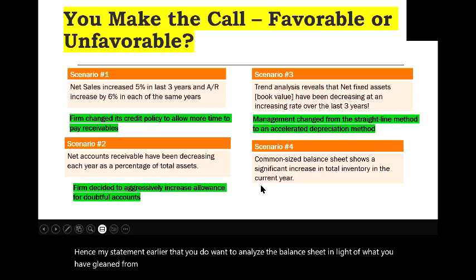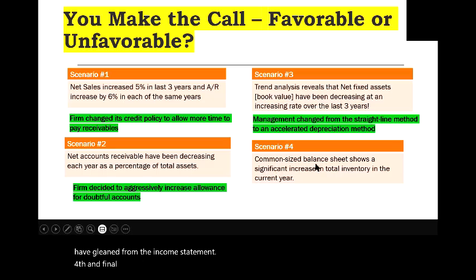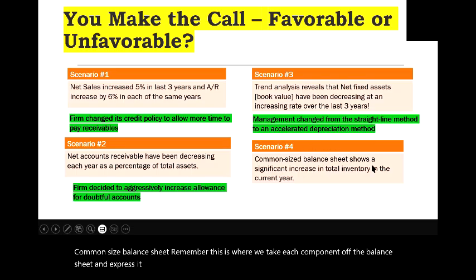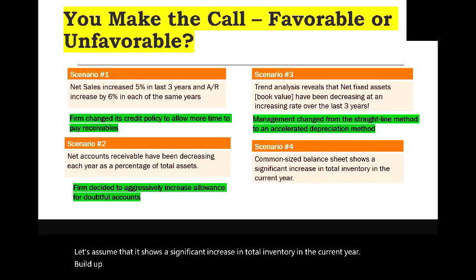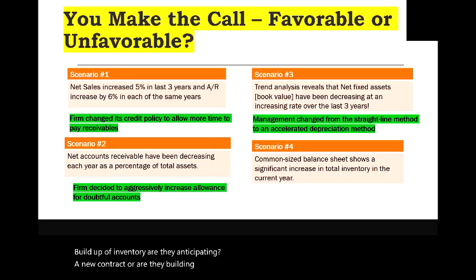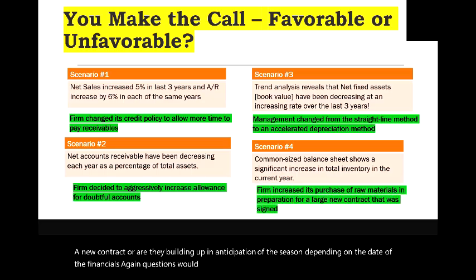Fourth and final scenario, common size balance sheet. Remember, this is where we take each component of the balance sheet and express it as a percentage of total assets. Let's assume that it shows a significant increase in total inventory in the current year. Buildup of inventory? Are they anticipating a new contract? Or are they building up in anticipation of the season, depending on the date of the financials? Again, questions would need to be asked.